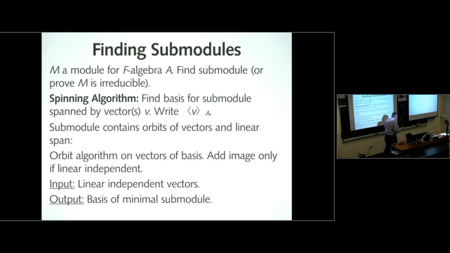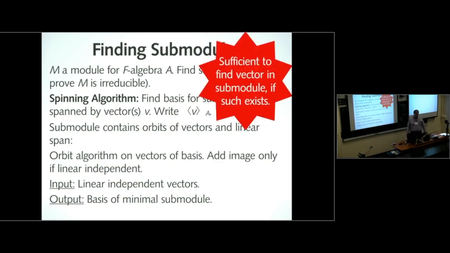Well, if this is a finite dimensional vector space, you can only add finitely many vectors, because every time it increases the dimension. So this will have to stop at some time, and when it stops we have found a basis for the smallest submodule which contains the vectors we start with. So, for finding submodules, it is sufficient, we don't need to find the whole submodule, it's sufficient to find a single vector which lies in a proper submodule. Right? Because the spinning algorithm then will give us a submodule.